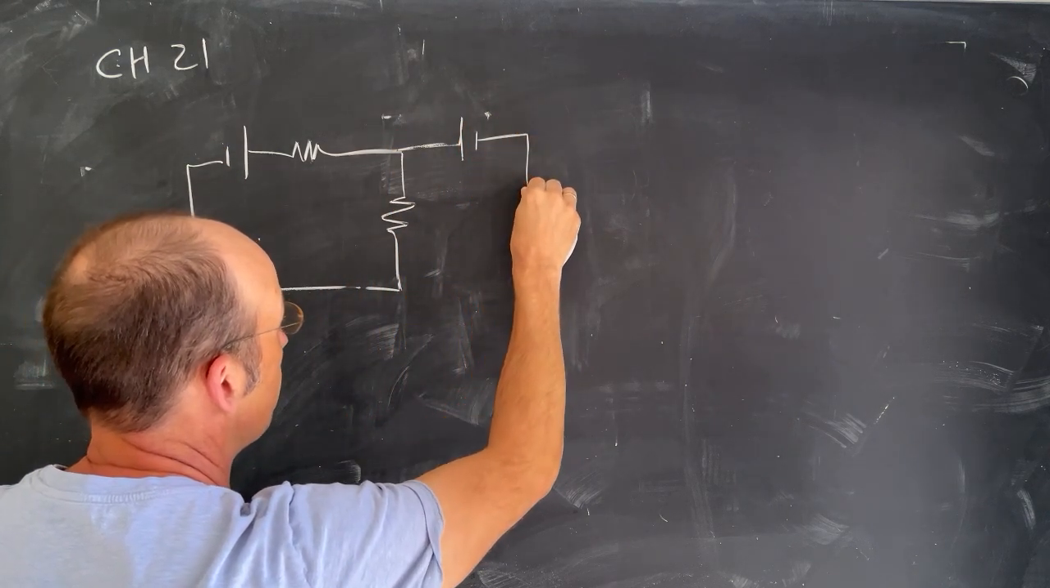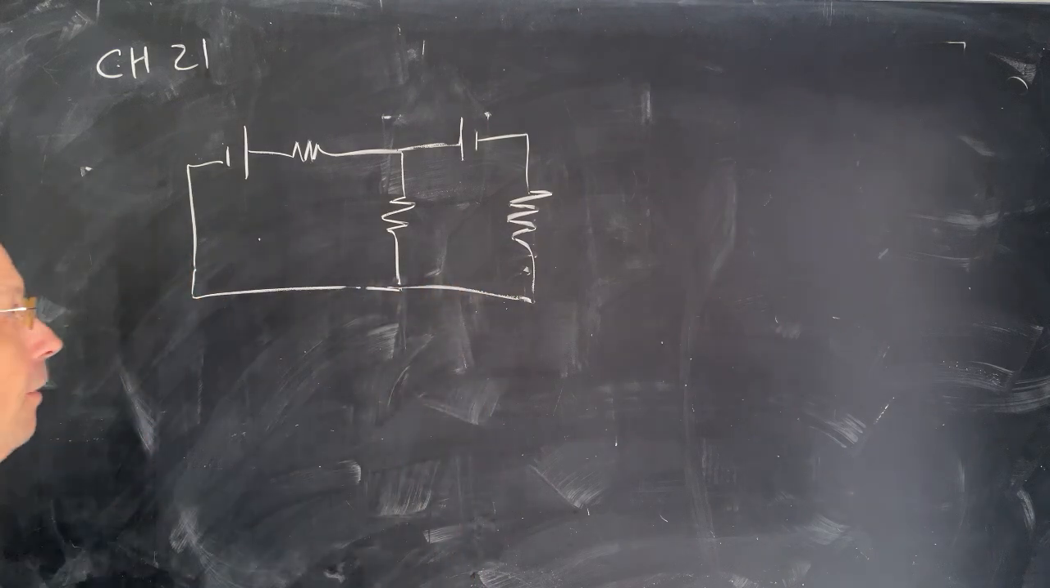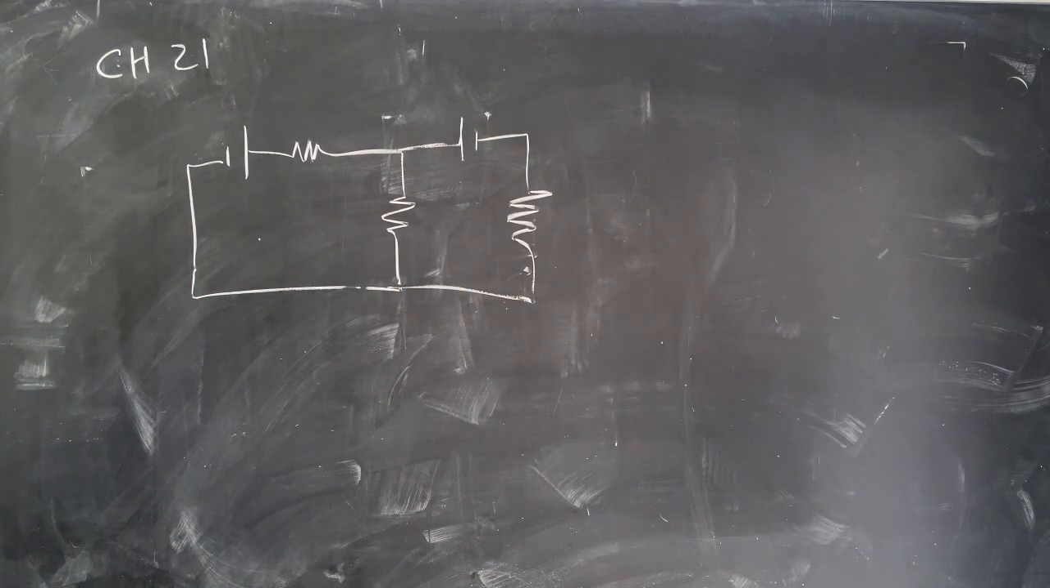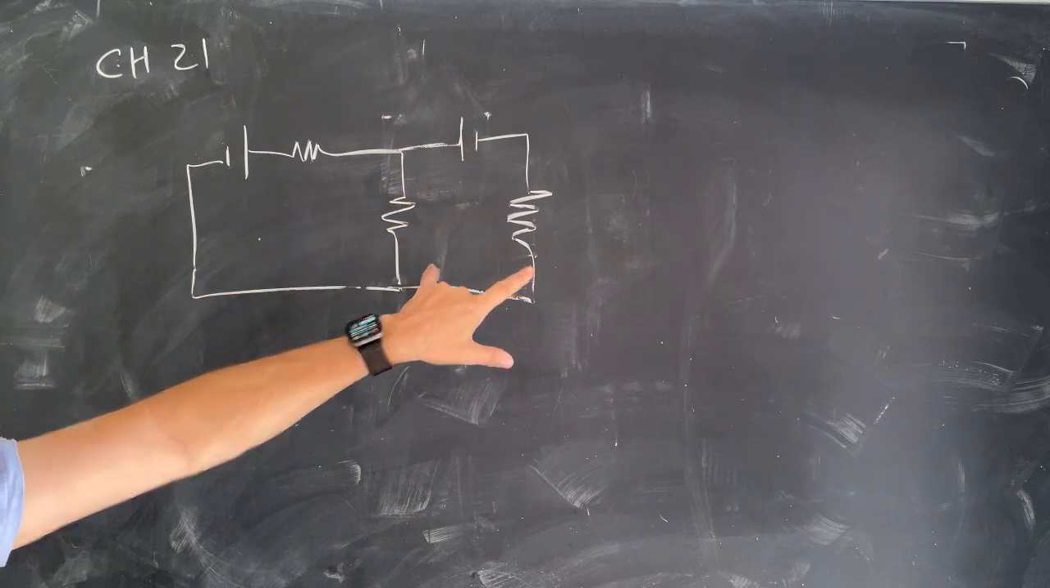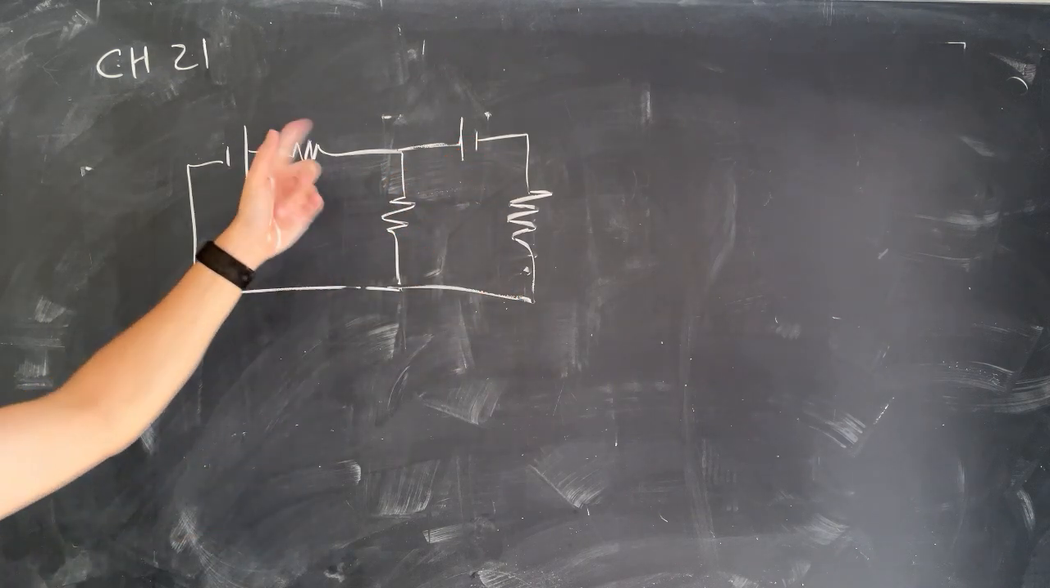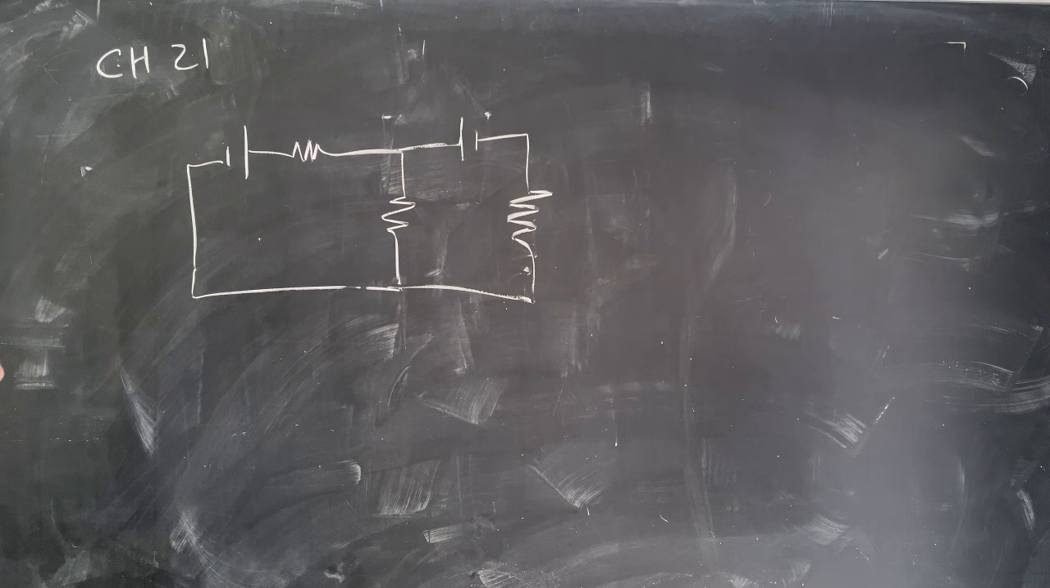I'm making up something here. That's good enough. I couldn't do these as being in parallel because there's a battery right there. They don't have the same voltage across them. And then nothing's in series. I can't reduce that. So instead, we're going to use two rules.